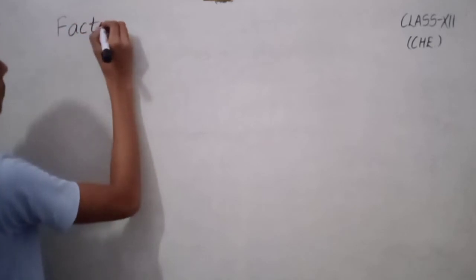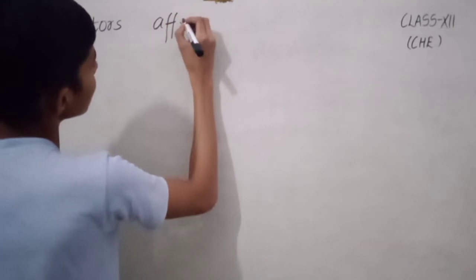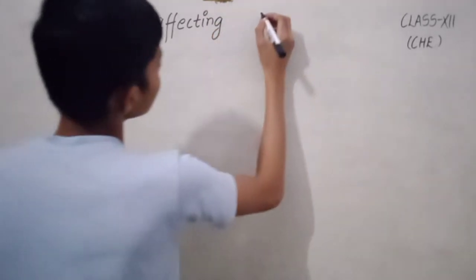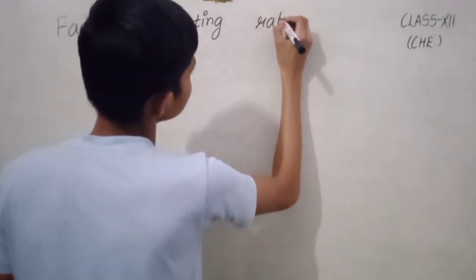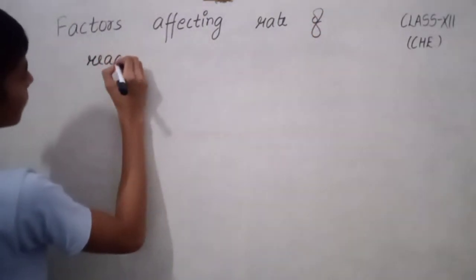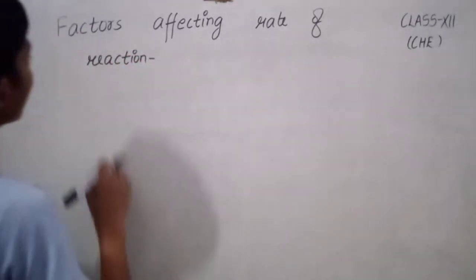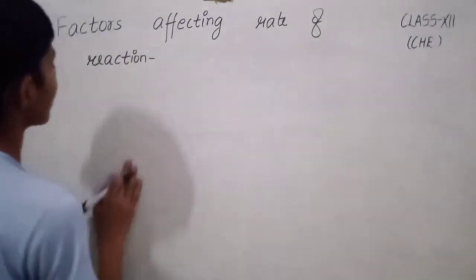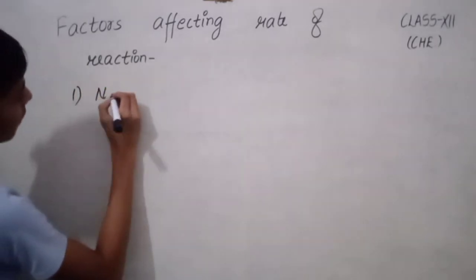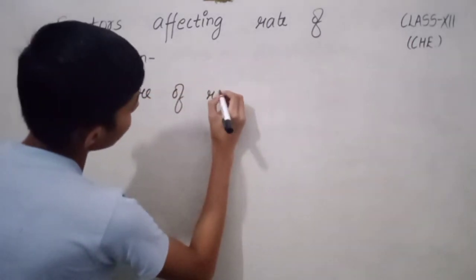Topic is factors affecting rate of reaction. So in this session our topic is factors affecting rate of reaction. Our first factor is nature of reactants.